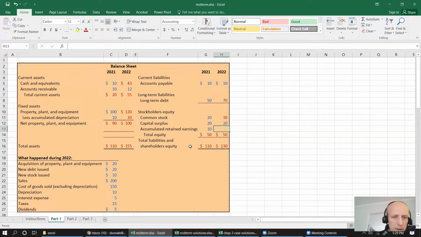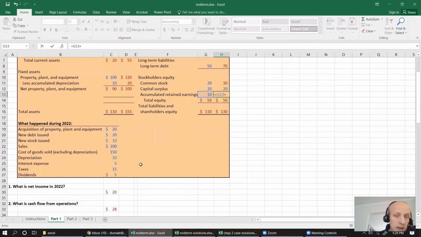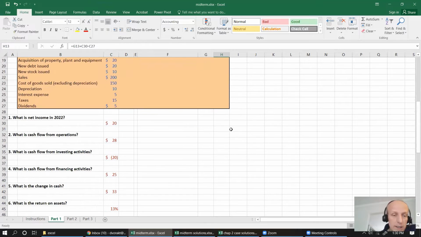Accumulated retained earnings. Well, what are retained earnings? We started with 10, but in 2022, how much did we retain? Well, we had net income of 20, but we paid $5 of dividends. So I'm going to add net income and subtract the dividends of 5, and that brings me to accumulated retained earnings of $25. So that brings us to total equity of 75, total liabilities and shareholder equity of 155. The balance sheet balances, which is excellent.